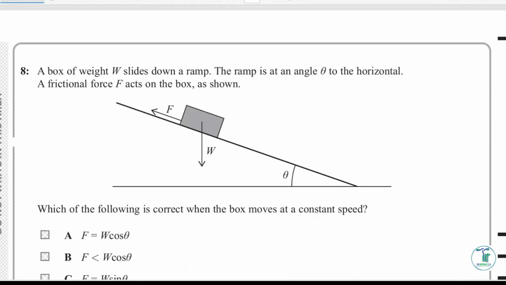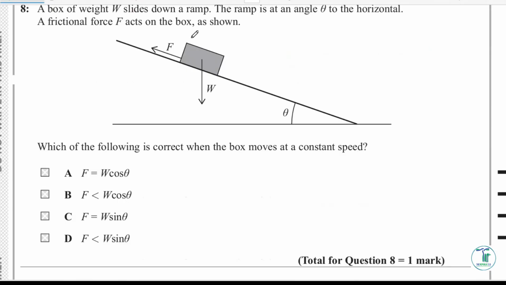Now, if you've got this question number 8, a box of weight W slides down the ramp, right? The ramp is at an angle theta to the horizontal. Frictional force effects on the box are shown. Which of the following is correct when the box moves at a constant speed? If the box is moving at a constant speed, the force acting in this direction must be equal to the backward resistive forces. So what does that mean? This has to be the parallel component of weight, meaning thereby W sine theta. So F must be equal to W sine theta so that this box can move down at a constant speed, right? So that is why I'm going to go with option C.